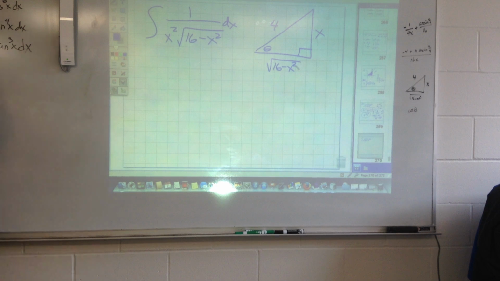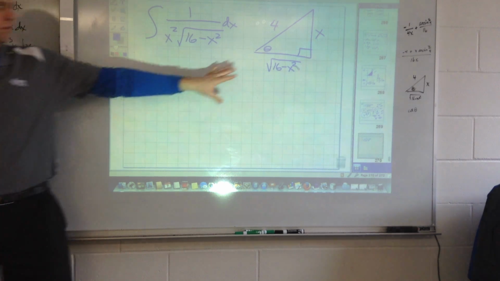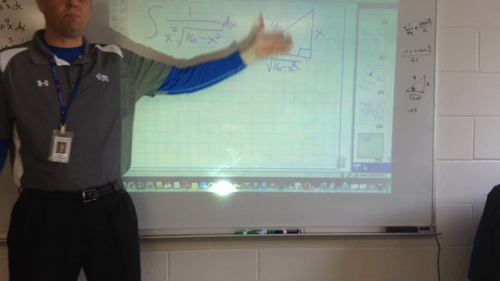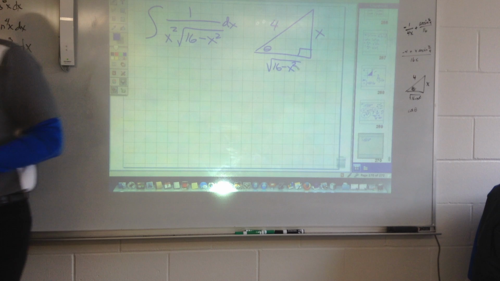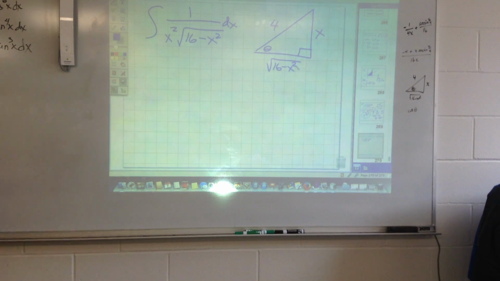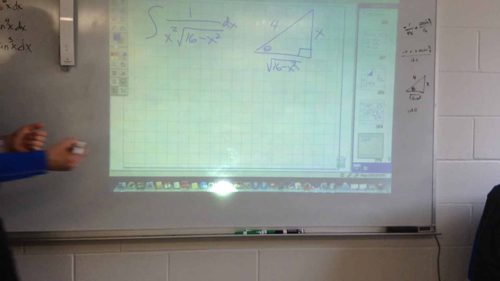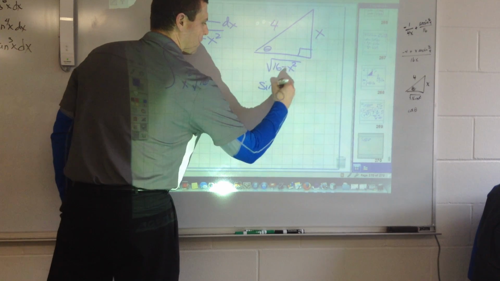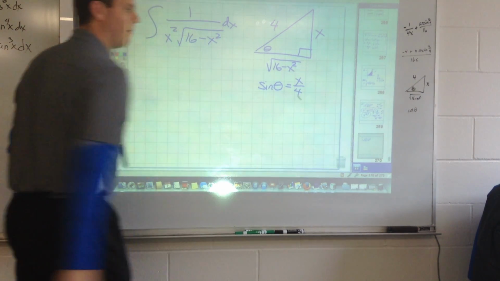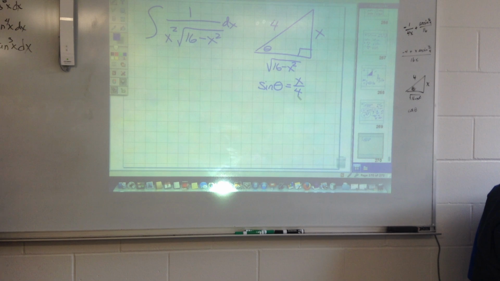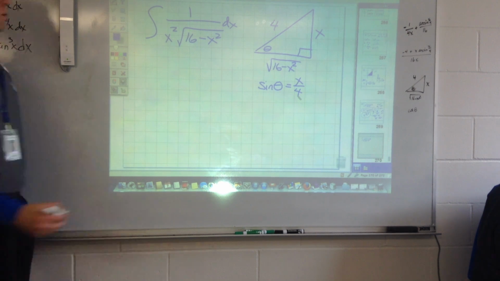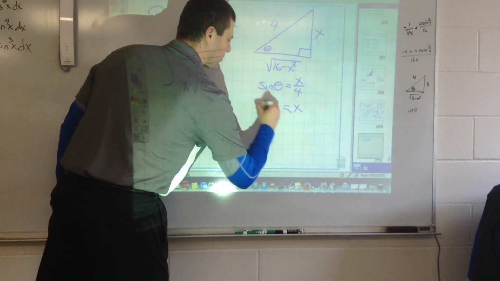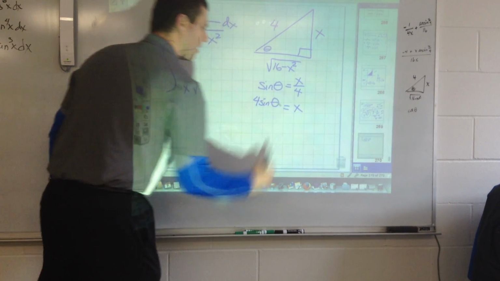You'll see, I haven't done anything with it yet. But everybody okay that this could be a right triangle? Alright. So now, with that, the sine of theta would equal x over 4. Or I could also then write x equals 4 sine theta.